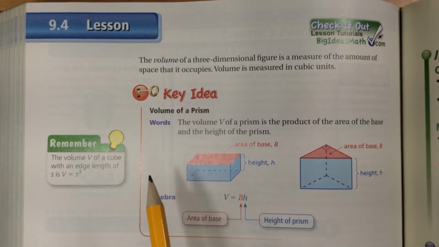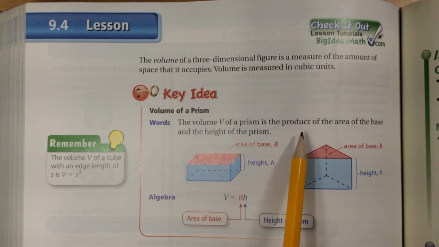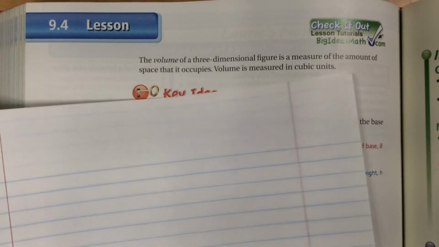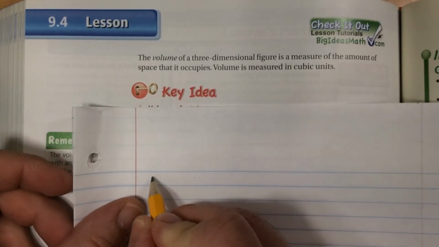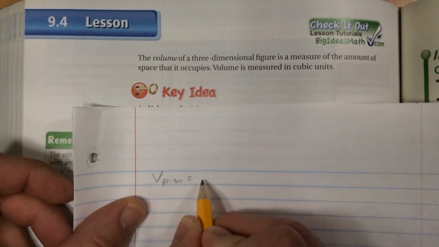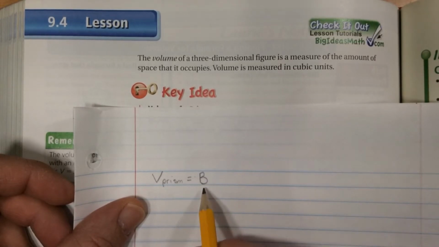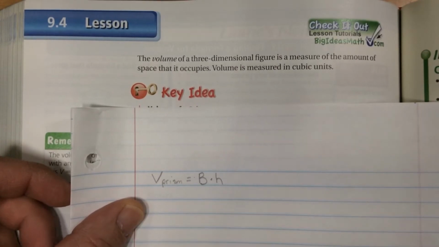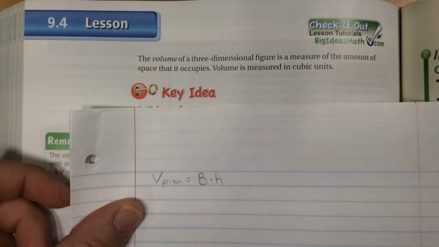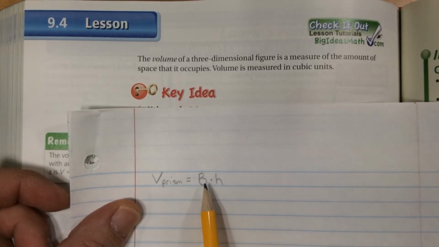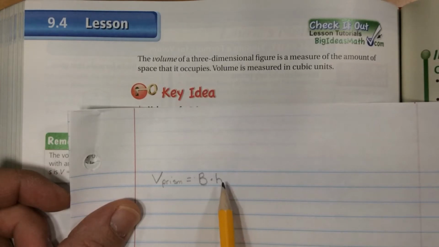All right, volume of a prism. Well, the volume of a prism is the product of the area of the base and the height of the prism. So we can have a little formula here. Volume of a prism equals base, and that's a big B, which means the area of the base, times the height of the prism. Remember, the base of a prism doesn't have to be on the bottom, so we have to look to see what the base is. We find its area, and we multiply that by the height of the prism, which is the distance between the bases.